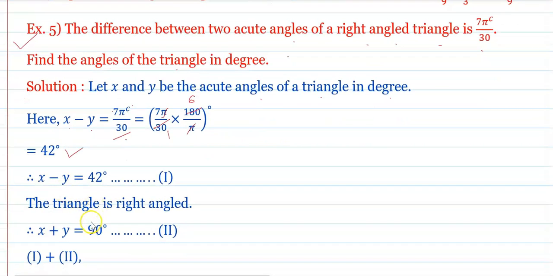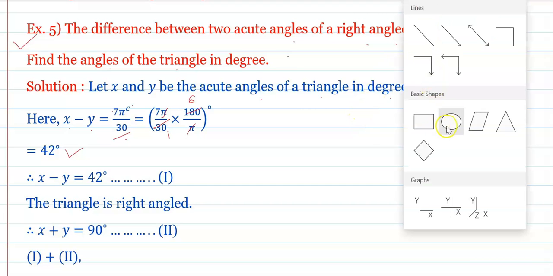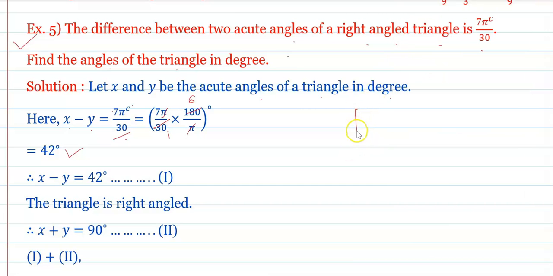And what about this? It is a right angle triangle, and hence I will draw the figure. The sum of these two acute angles is 90, the first angle and this is the second. Therefore x plus y is equal to 90 degree.